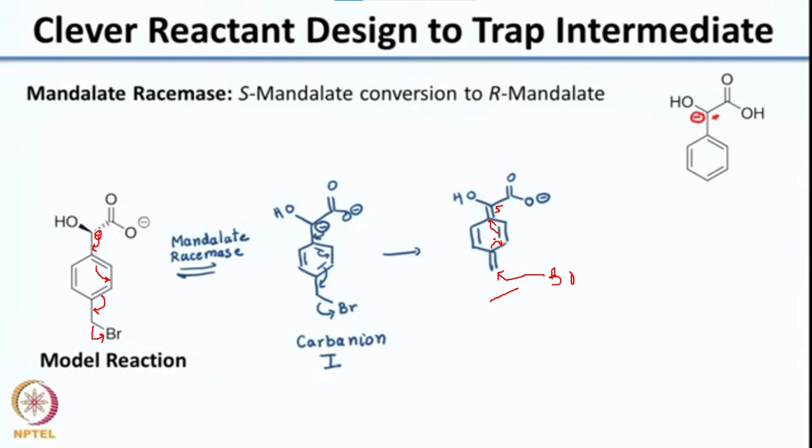So the reaction with HBr will give you a racemic mixture of mandelate. This reaction is called mandelate racemase. That's why you can predict the product by finding out the intermediate. So this is a clever trapping design called mandelate racemization to find out the reaction mechanism.